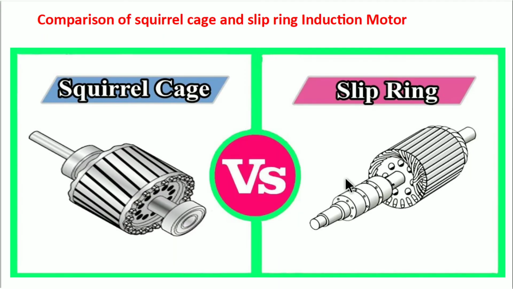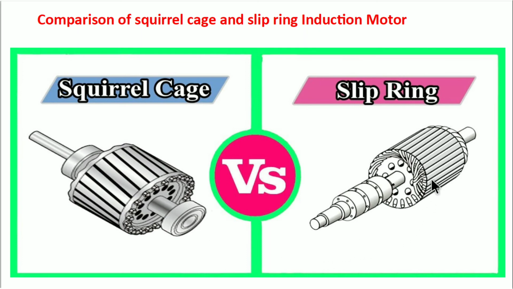Now next is a simple topic, that is the comparison of squirrel cage rotor and slip ring induction motor. Squirrel cage and slip ring. The squirrel cage induction motor employs the squirrel cage rotor, naturally the name. Squirrel cage rotors have conductors put in these slots and then short circuited at the ends. The core is mounted on the shaft, supported by bearings in the end rings.